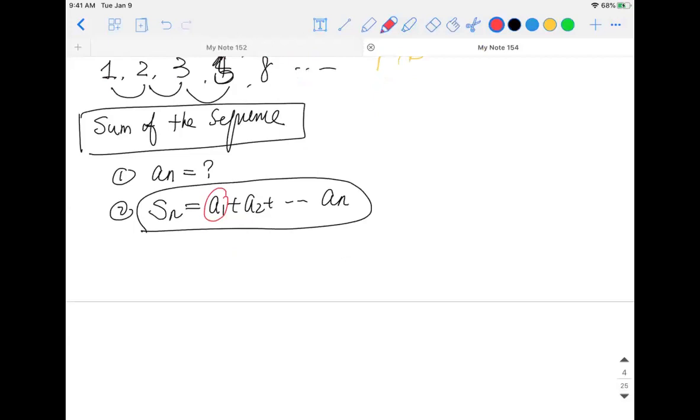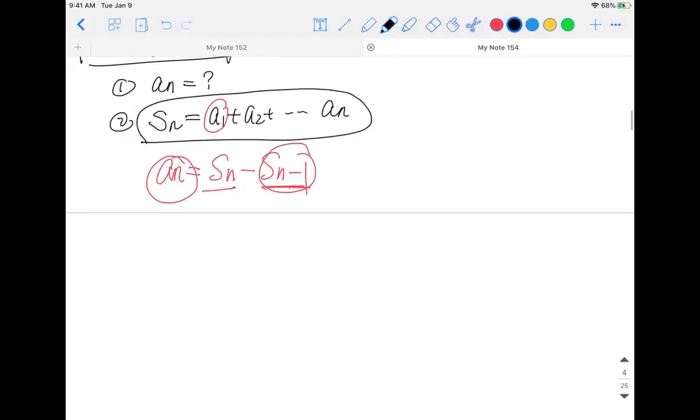One more thing you need to know is that an can actually be written as Sn minus Sn minus 1. Is that right? Because Sn is a1 plus all the way to an, and Sn minus 1 is a1 all the way to an minus 1. So basically, if you do subtraction, you have the value for an. I think these are very understandable concepts. All right? Okay. So moving forward, there are still some very important concepts from a sequence perspective you guys need to know.